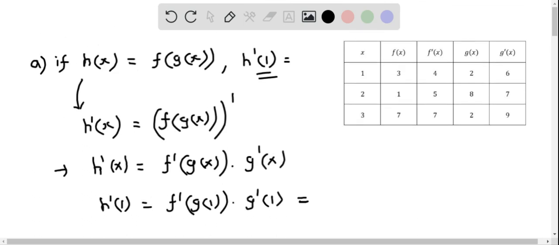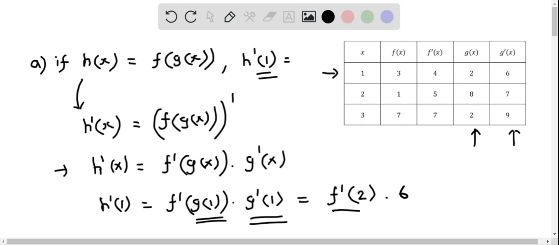So let's do that. This equals f prime of, we find the g of 1. We have this column g of x, and we have this x row, that is 1. So g of 1 is basically 2. So I replace 2 over here, multiplied with g prime of 1. We have to look into this column g prime of x, and for x equal to 1, it is 6.